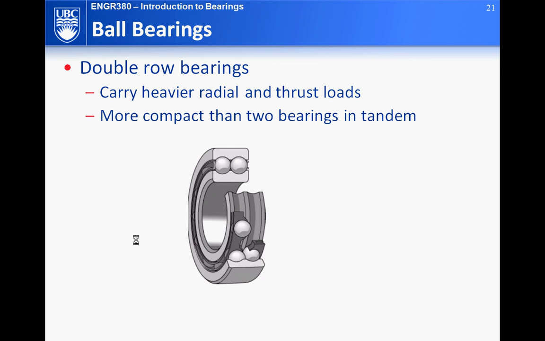Double row bearing. If your radial load is very high, you can use this double row bearing. It carries higher and heavier radial load, and of course thrust load at the same time. The only thing is the width will be bigger than a single row. However, compared to the previous tandem type of arrangement, it's more compact.